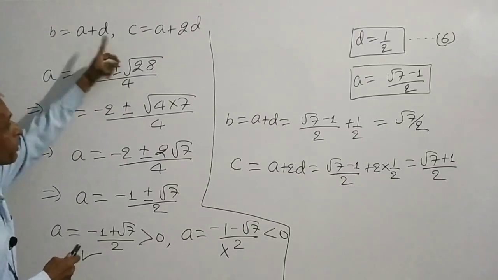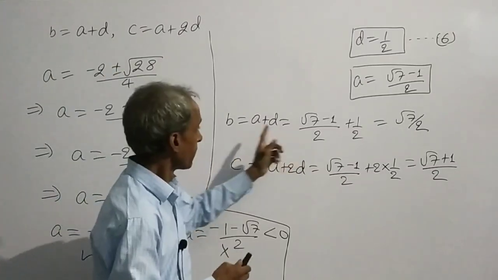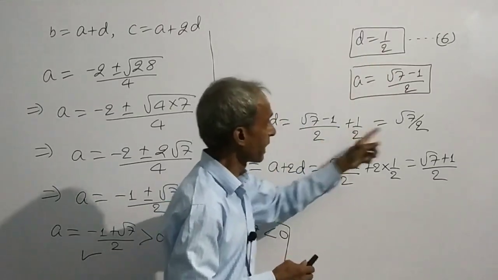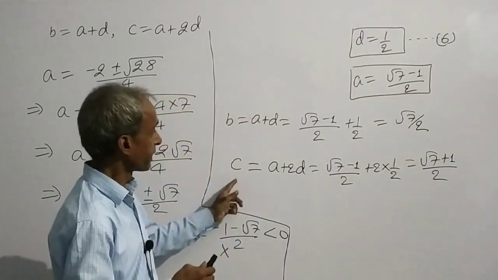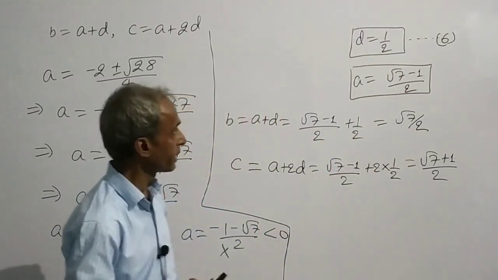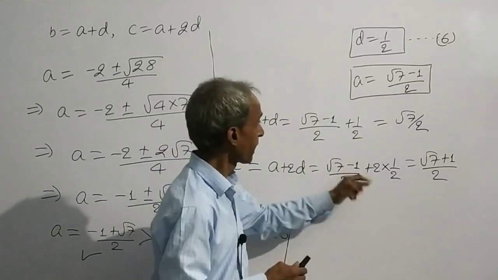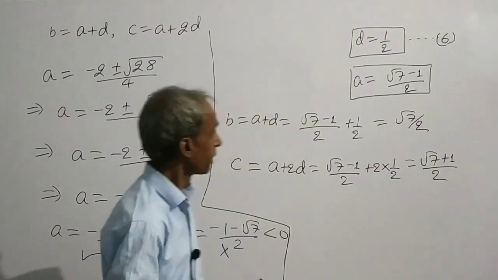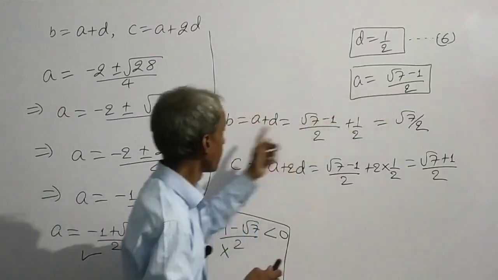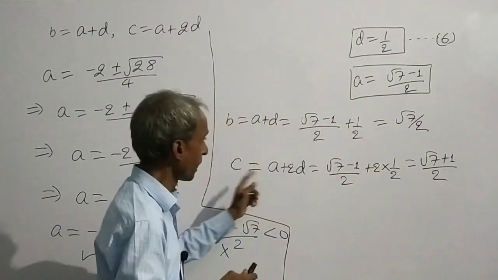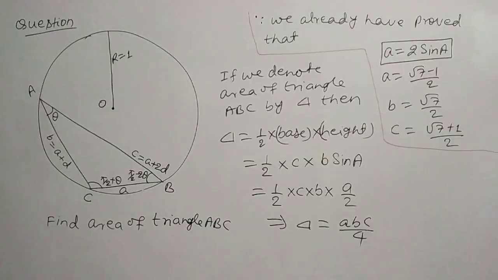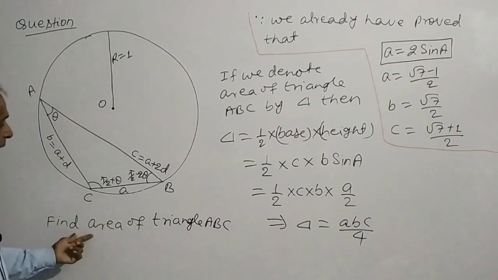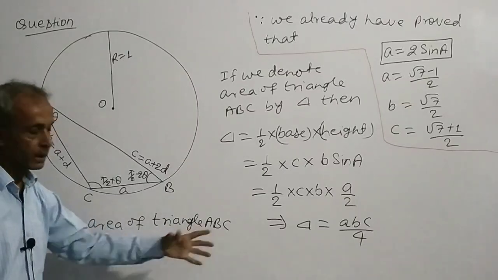Now, b is equal to a plus d, that is equal to this plus this, that is equal to this. c is equal to a plus 2d, that is equal to this. Thus we get the value of a, value of b, value of c. This is the question: we have to find the area of triangle ABC.